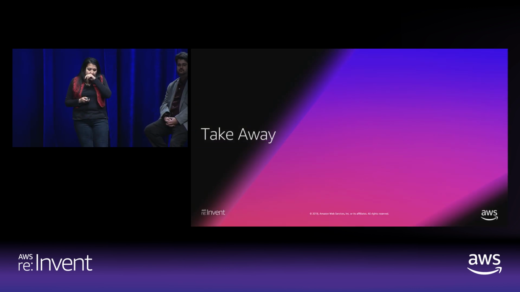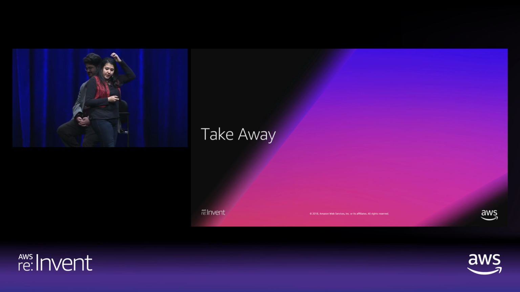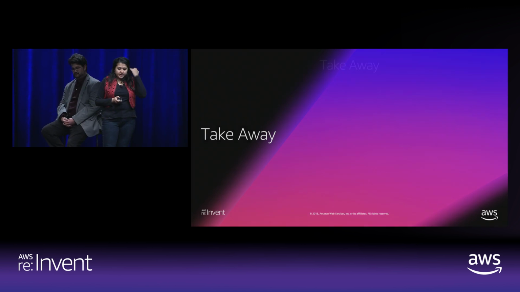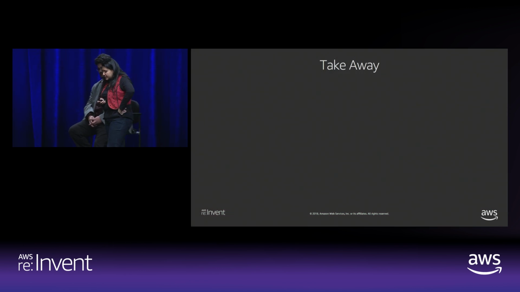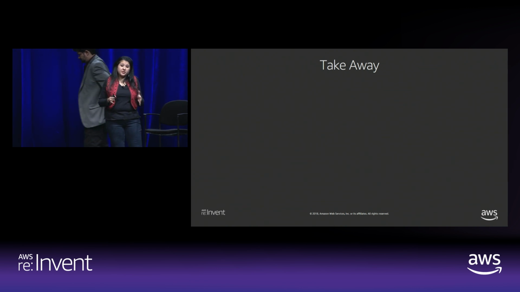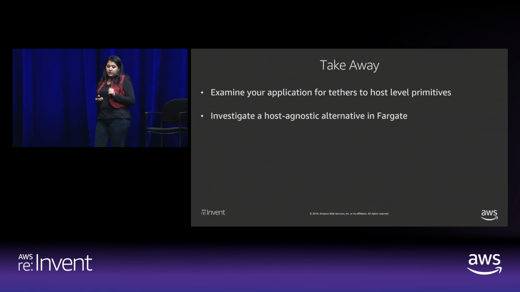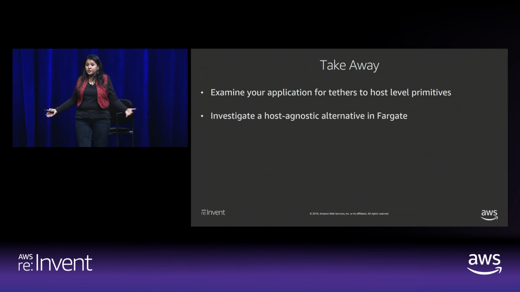And with that, I don't want to take too much more of your time, and I want to let you hear about Turner. So my takeaway to you is really examine your applications that you want to bring to Fargate to see if you have any touch points, any assumptions that you're making about the underlying host. And if you are, investigate if there's a different way of doing it. Is there a different mode of operation that we've enabled in Fargate that lets you do the same thing?